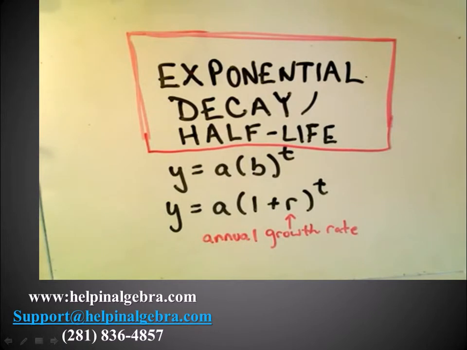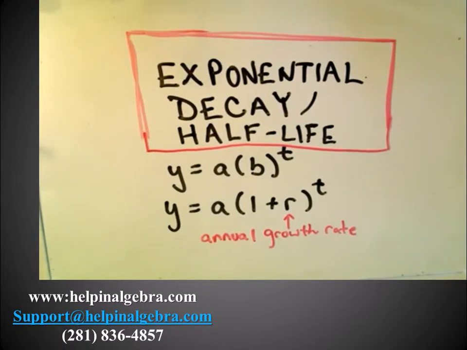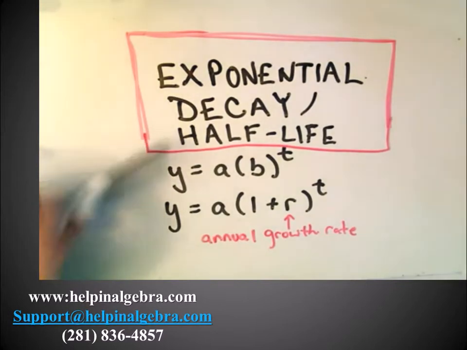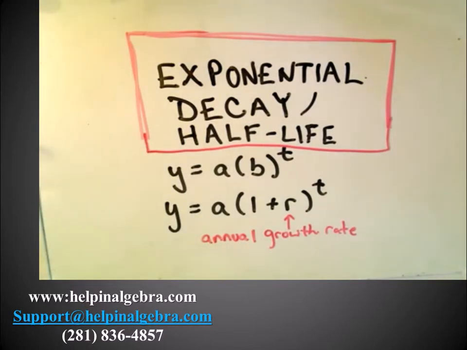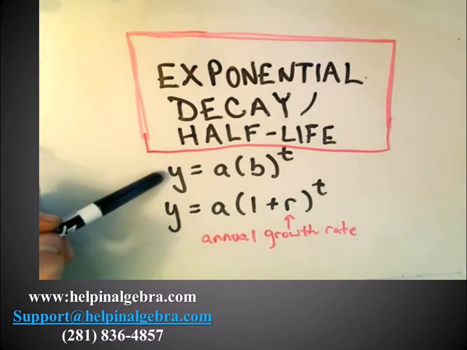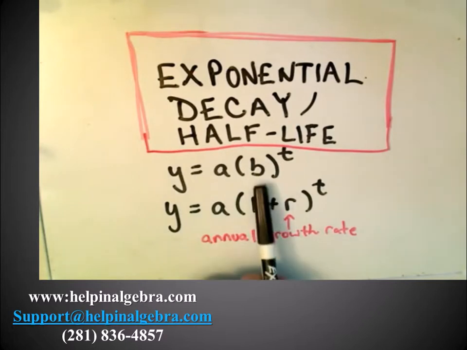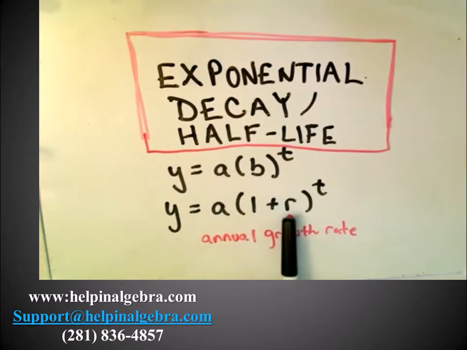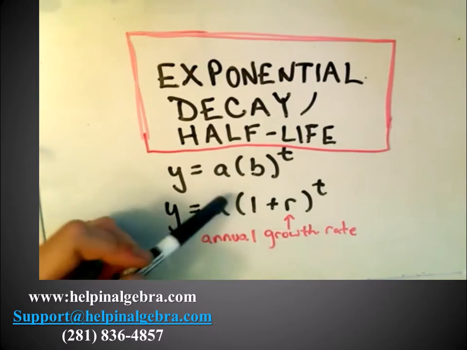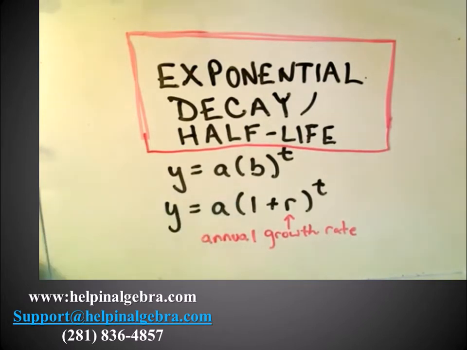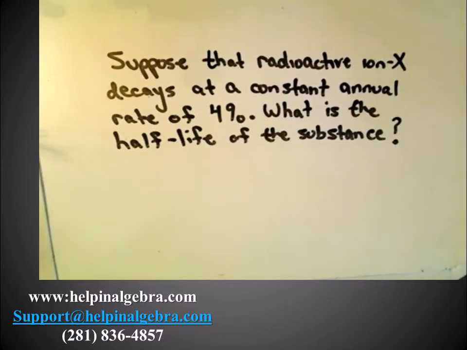Okay, in this video I'm going to do an exponential decay problem, and what I'm going to do is find the half-life of a substance. So in this case, remember the basic form of an exponential equation is a b to the t. We can equivalently write our base b as this value 1 plus r, where r represents the annual growth rate. Remember also that a represents the initial amount, t will be my variable, we'll let it stand for time.